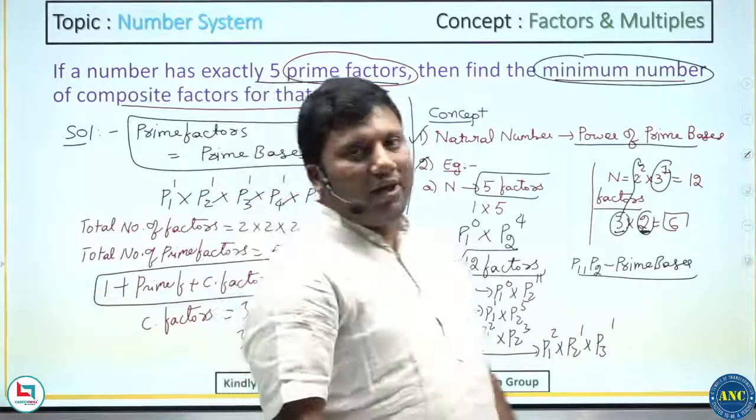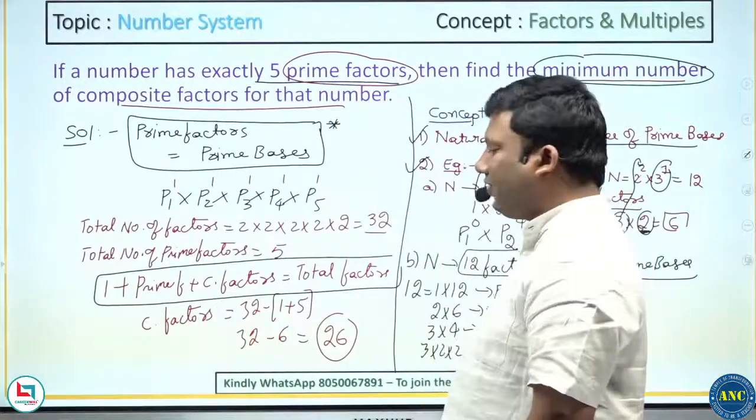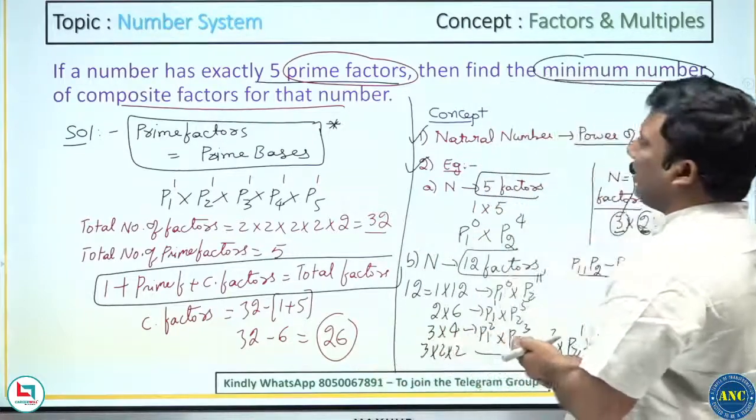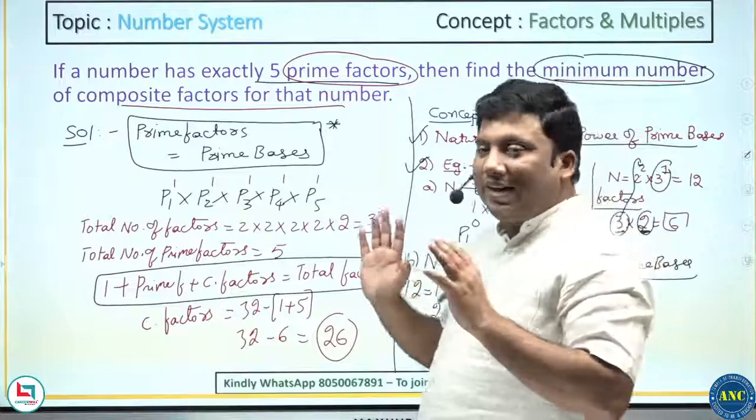Composite factors will be 32 minus (1 plus 5). 32 minus 6 is 26. I hope the idea is clear.